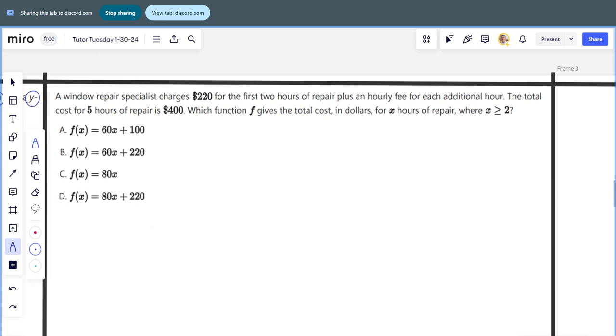Okay, so initially you might think that your y-intercept is at 220, but that wouldn't be exactly correct. Let's actually break this down. So it's 220 for the first 2 hours. And then in total, it's $400 for 5 hours.